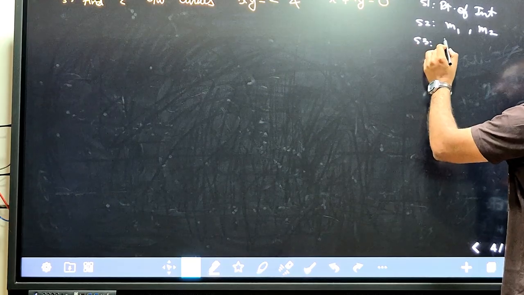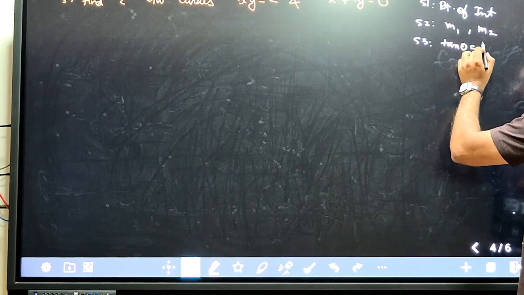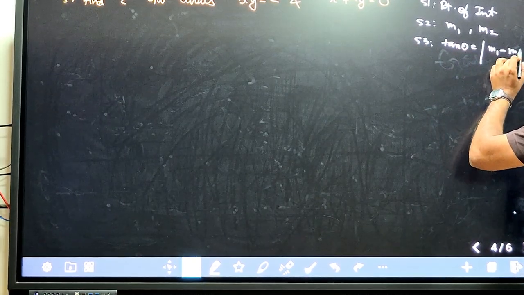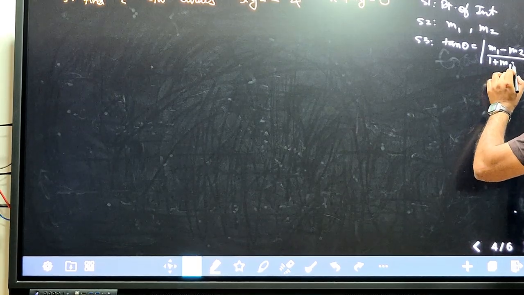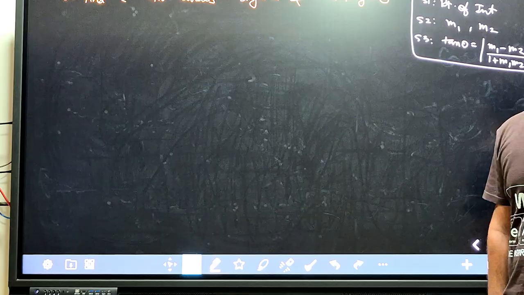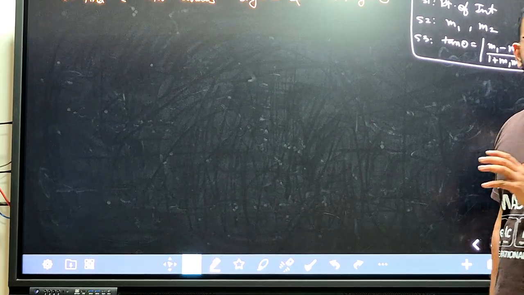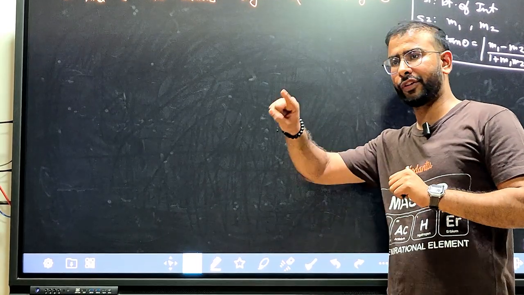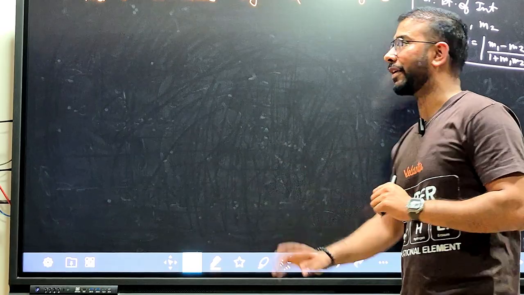Then apply the formula. What is the formula? Tan theta is equal to mod of m1 minus m2 upon 1 plus m1 m2. That's it. 3 steps and the question is done. So let's find the point of intersection. How to find the point of intersection? We'll substitute one of the variables of the first equation into the second equation.